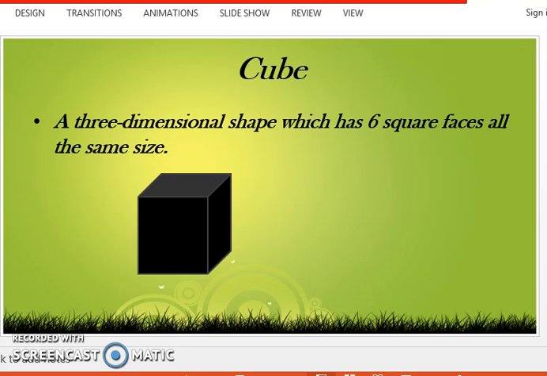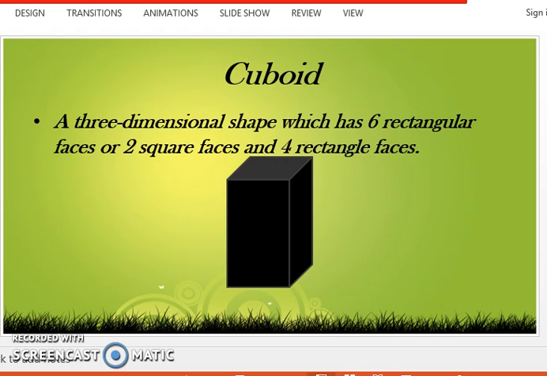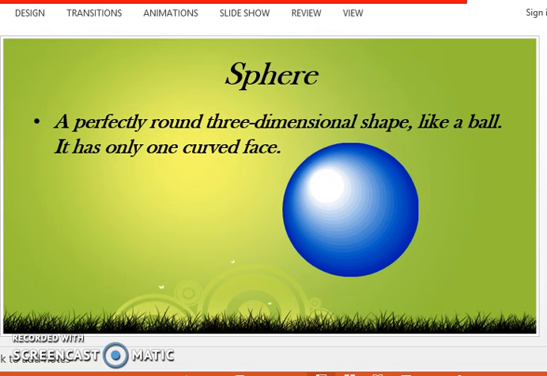Cube. It's a three-dimensional shape because it has length, breadth and height, and has 6 square faces which are all of the same size. We always see an ice cube, that is an example of a three-dimensional shape. Cuboid, a three-dimensional shape which has 6 rectangular faces or 2 square faces and 4 rectangular faces. Sphere, it's a perfectly round three-dimensional shape like a ball. It has only one curved face.